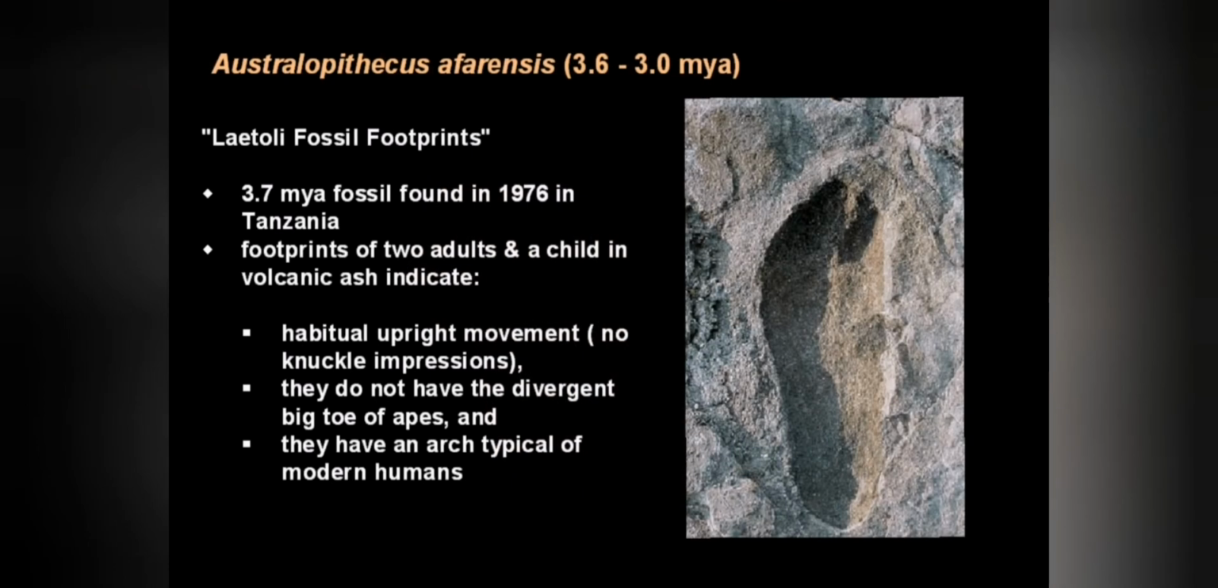Australopithecus afarensis is believed to be bipedal, and this is in fact a footprint that is theorized to have been made by Australopithecus afarensis, called the Laetoli footprint. This is also found in Tanzania, and if you look closely at the toe, you can see the big toe is not divergent, more like in a human. However, the foot looks more flattish, like that of an ape. So it's somewhere in between.